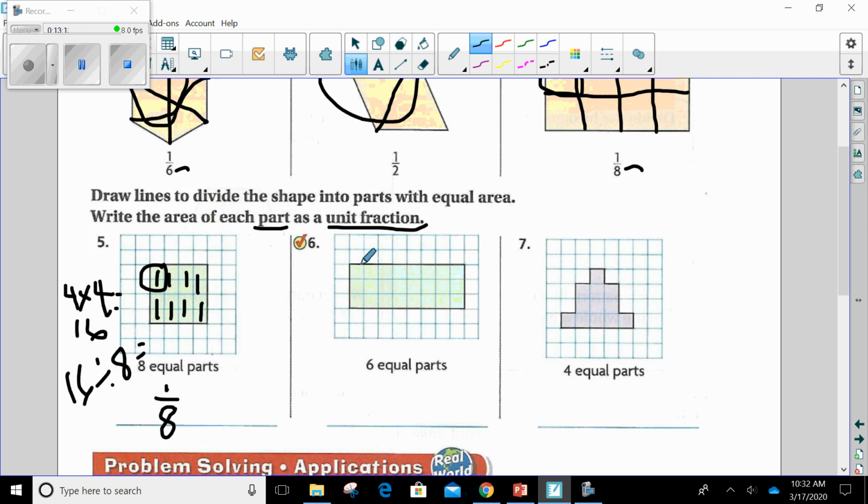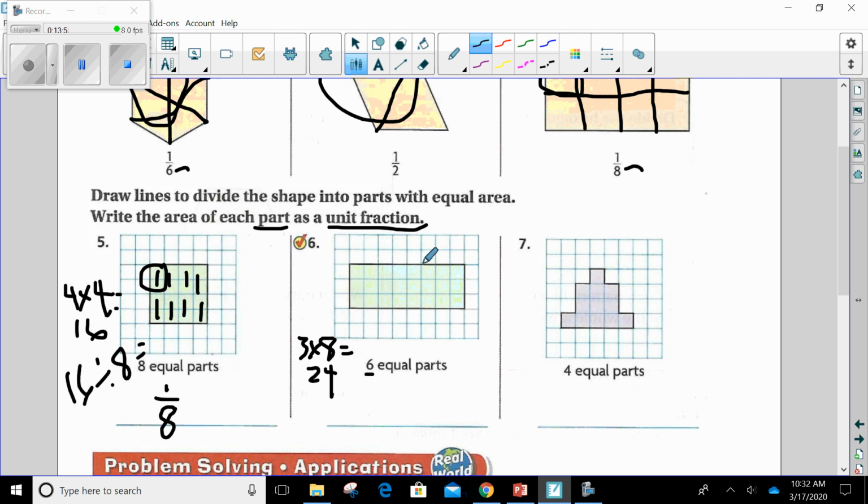Okay. Here's our rectangle. We have to divide it into 6 equal parts. Well, first off, let's figure out how many squares are in that rectangle. We have 1, 2, 3 rows, and we have 1, 2, 3, 4, 5, 6, 7, 8 in each of those rows. So we have 3 rows of 8. And we know, because we know our multiplication, that 8 times 3, 3 times 8 is 24. You can count them.